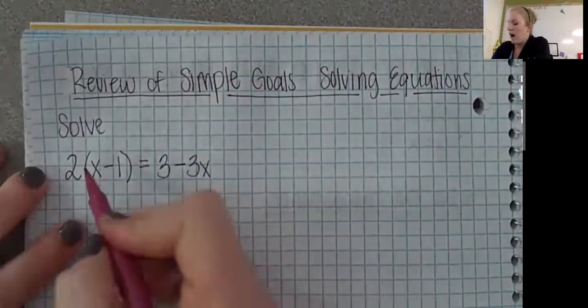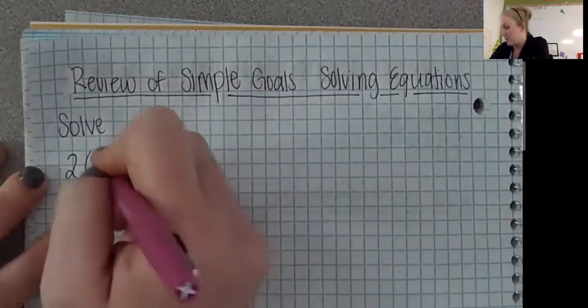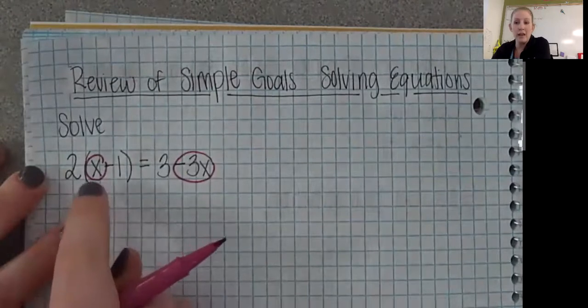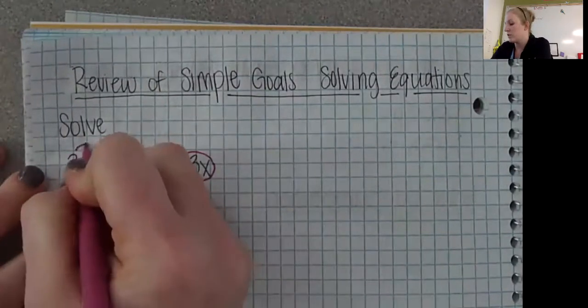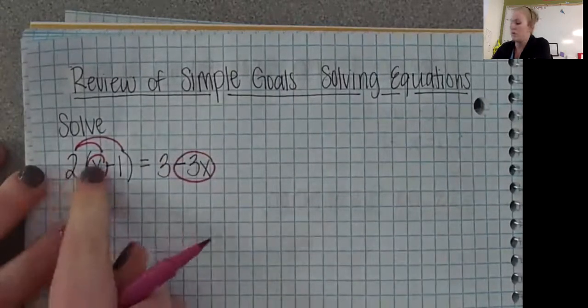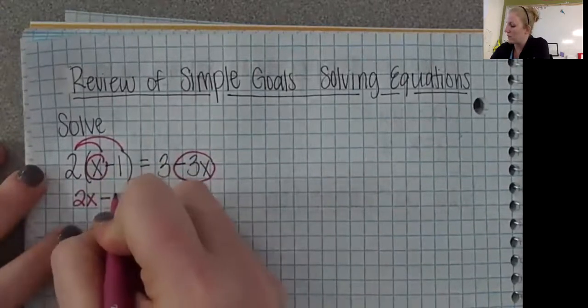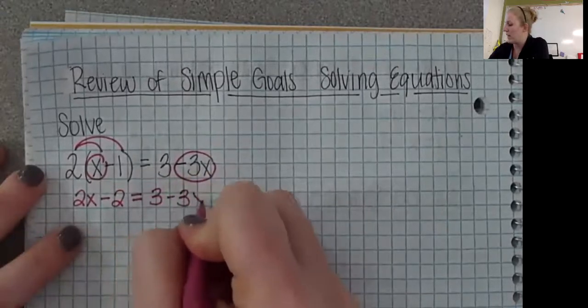So I like to circle the variable. If I circle this variable, it's inside of the parentheses. So you have to get rid of the parentheses before you can try to get it by itself. So you're going to multiply or distribute. So 2 times x is 2x. 2 times -1 is -2 equals 3 minus 3x.